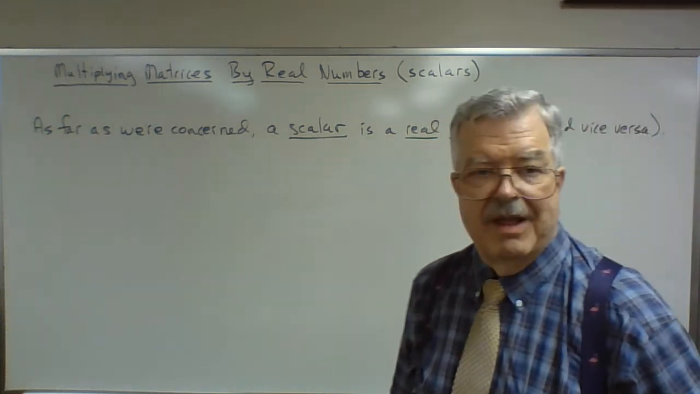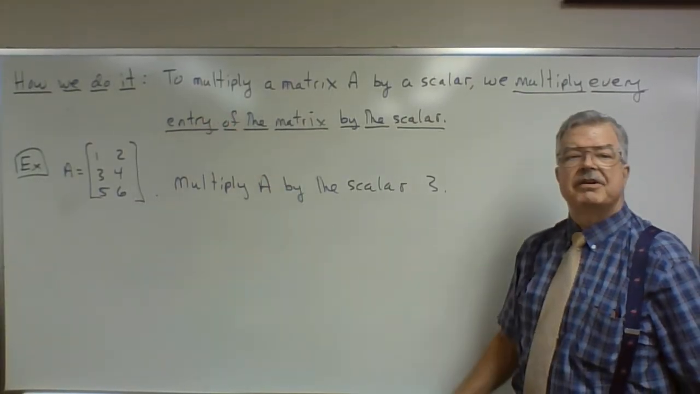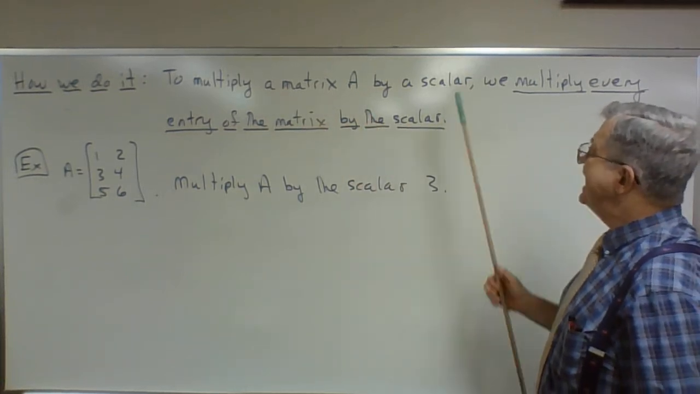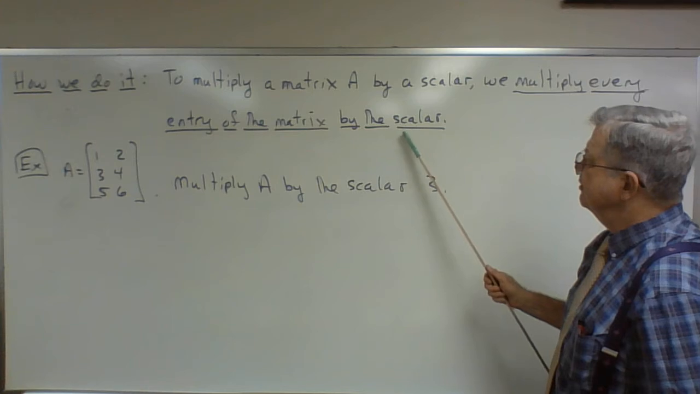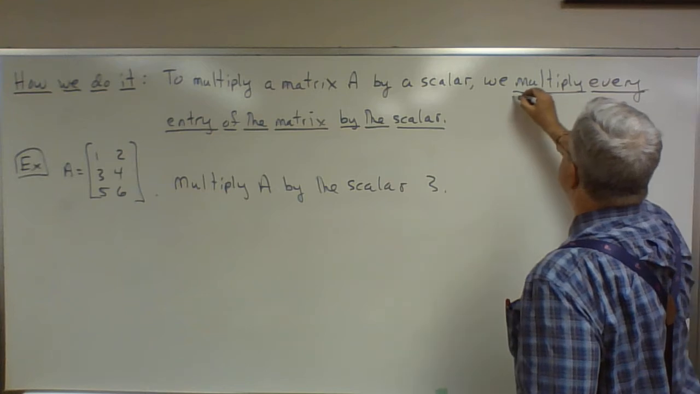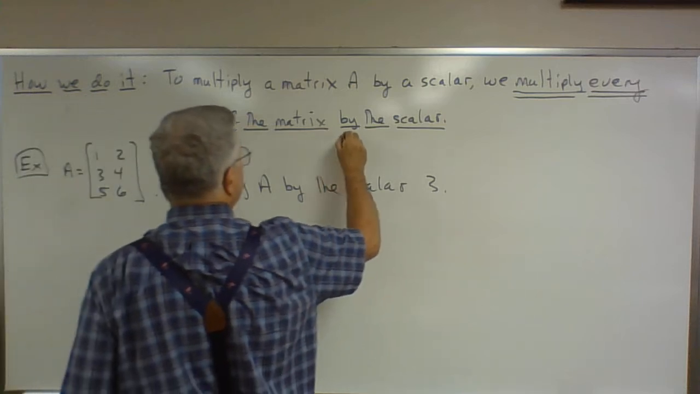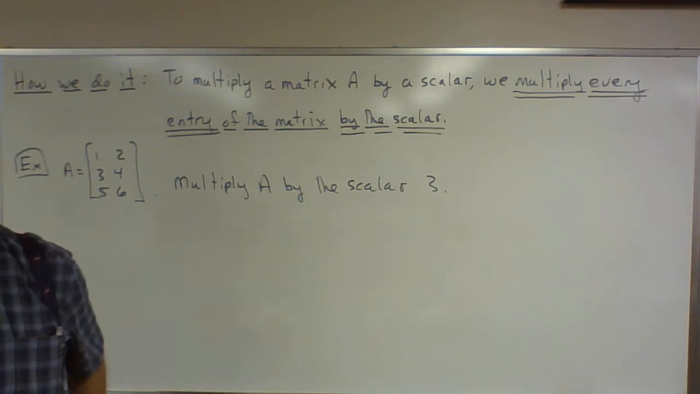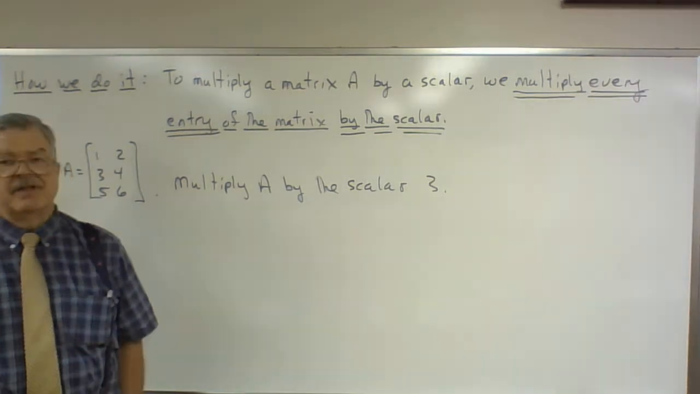Let's look at some examples. Here's how we multiply a matrix by a scalar. To multiply a matrix A by a scalar, we multiply every entry of the matrix by the scalar.